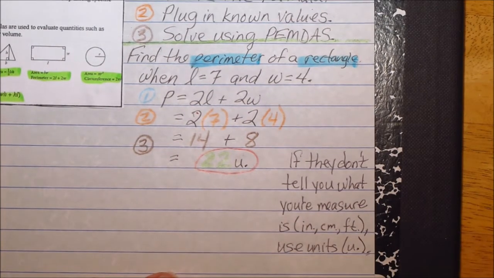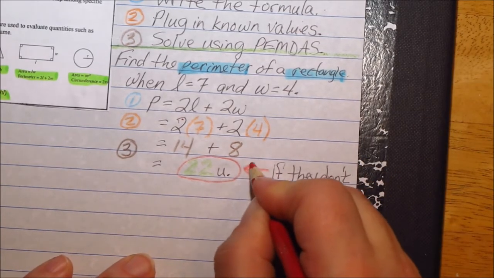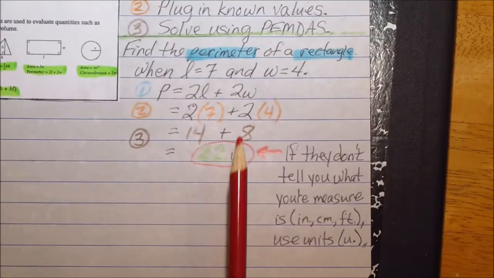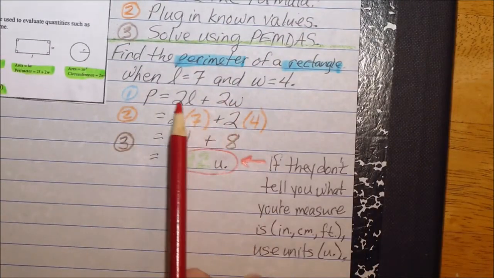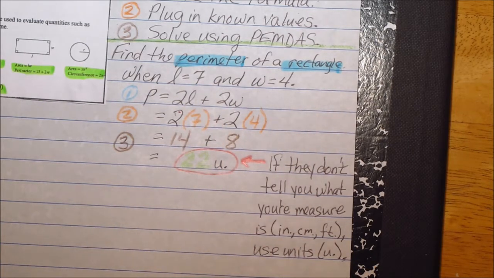All right? So I'm going to take my red pencil and write. There we go. That'll happen on your worksheet a lot. They'll just tell you to evaluate a particular formula with given values, and they won't tell you what it's being measured in. So that's what you do. You still have to have some kind of a label on it. So we just say simply units when we don't know what it is.